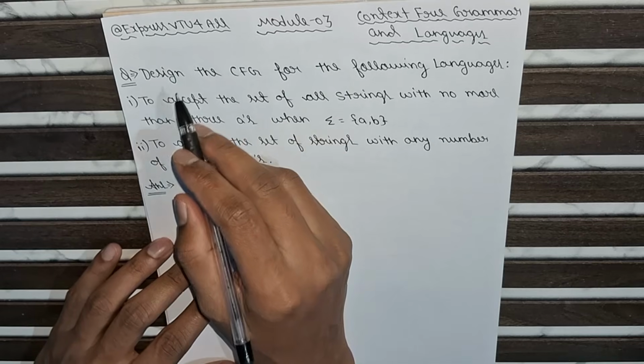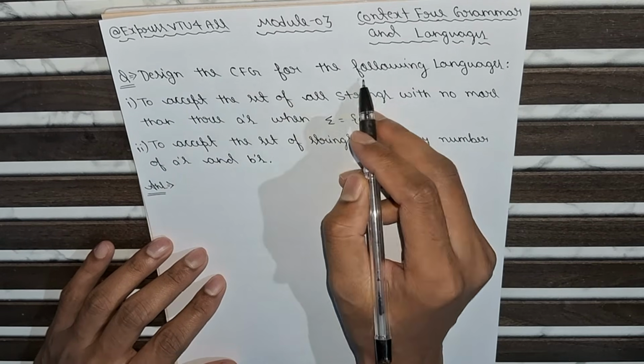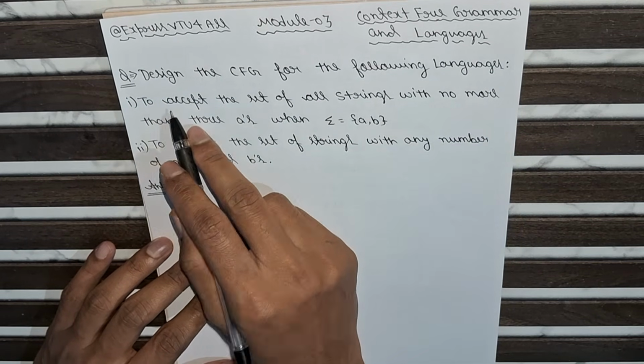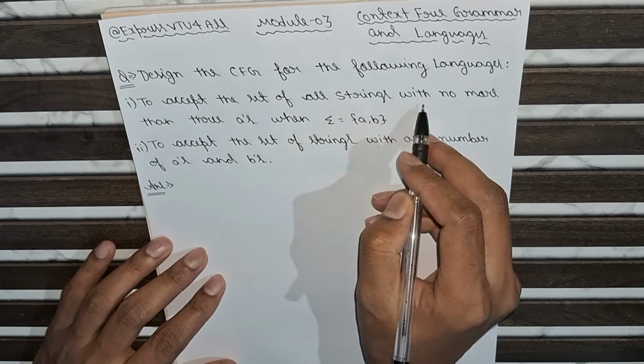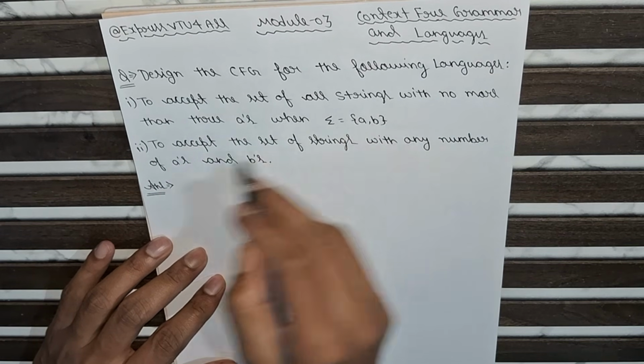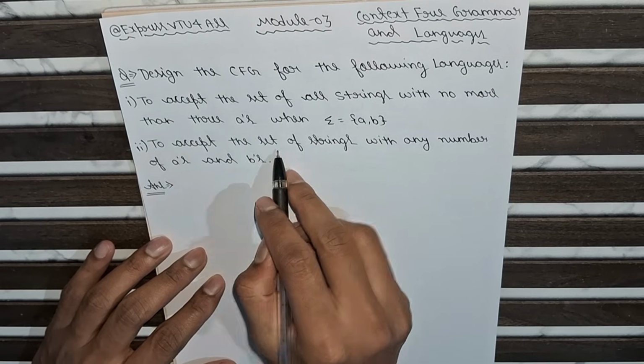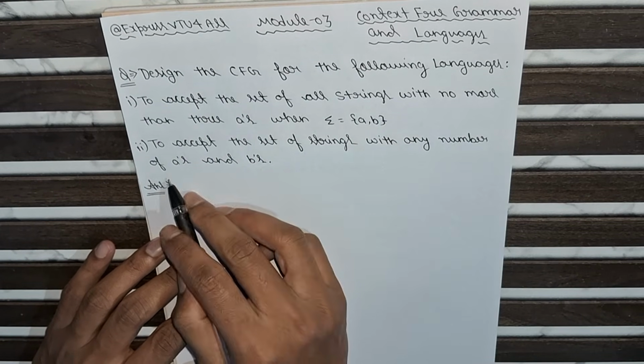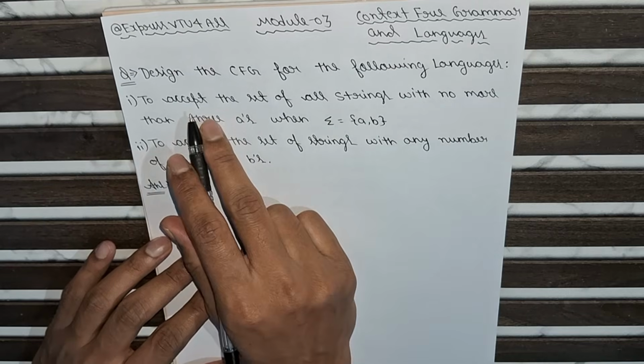So the question is, design the context-free grammar for the following languages. First is to accept the set of all strings with no more than 3 A's, where alphabets are A and B. Now the second part is to accept the set of strings with any number of A's and B's. Now we will solve the first part.